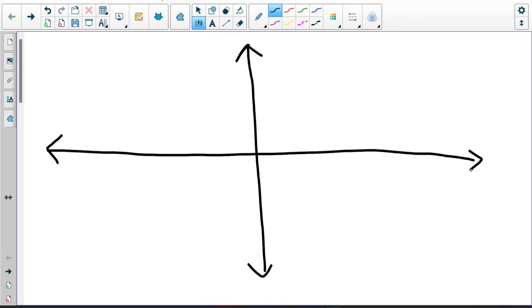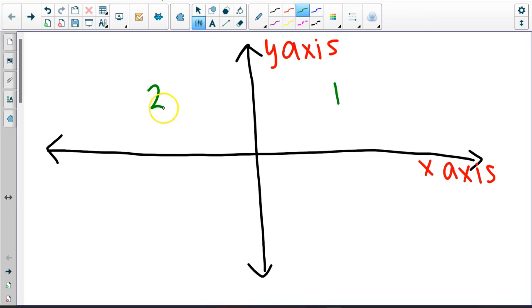Okay, quad means 4. So we have our y-axis. This is the axis that goes up and down. And we have our x-axis. This is the axis that goes side to side. And how we label this is quadrant 1, 2, 3, 4. So anything that falls into quadrant 1, anything that falls up here would be in quadrant 1. Anything that would fall in over here would be quadrant 2, 3, and 4.